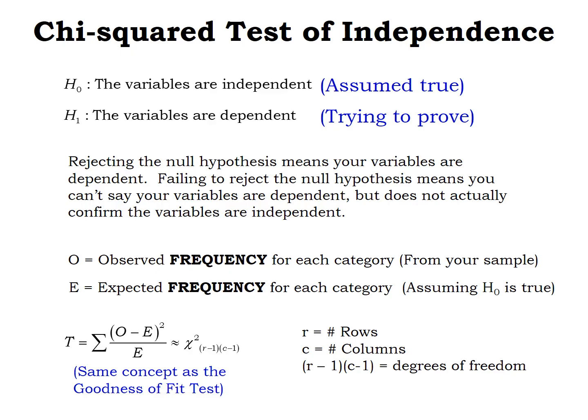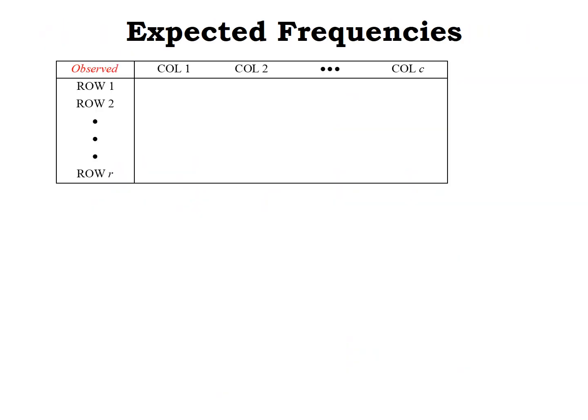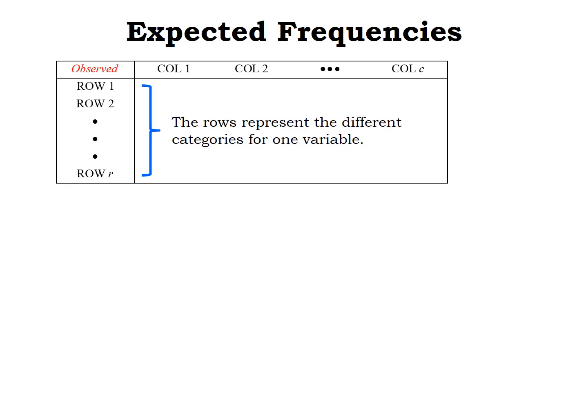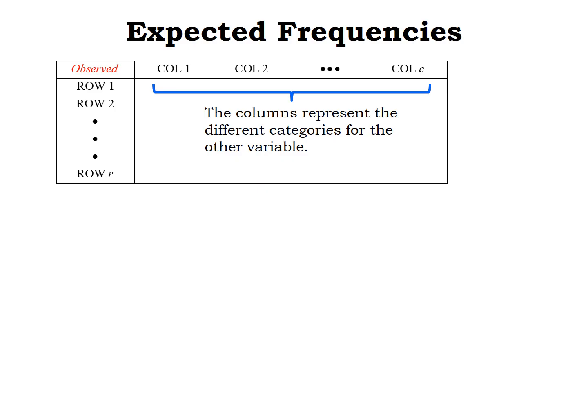Okay, but they are the number of rows minus 1 times the number of columns minus 1. And the number of rows and columns depend on how many options there are for each of your two variables. So we're measuring two different things about each of our observations. So we have two variables to worry about. So the rows are going to represent the different options for one variable. Okay, so that might be the color of the vehicle, for example. And then columns will represent the possible values or categories of the other variable, car, truck.